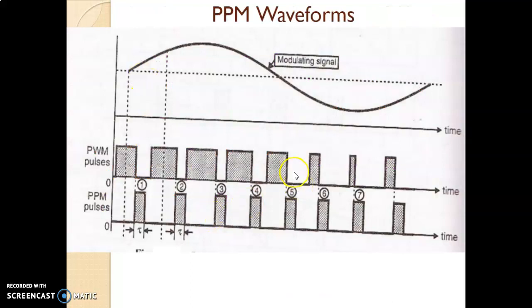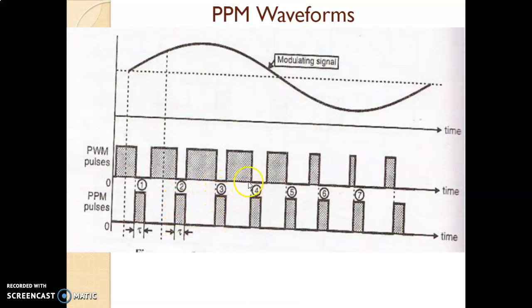If we see the waveforms of PPM, they are not drawn directly. They are drawn with reference to the PWM signal, and this is the principle we use for generation of the PPM signal as well. So this is the modulating signal. As per the modulating signal, we have drawn PWM pulses: at maximum amplitude of the modulating signal, maximum pulse width, and at minimum amplitude, minimum pulse width. Now how have we drawn the PPM signal? You project all the trailing edges of the PWM pulses.